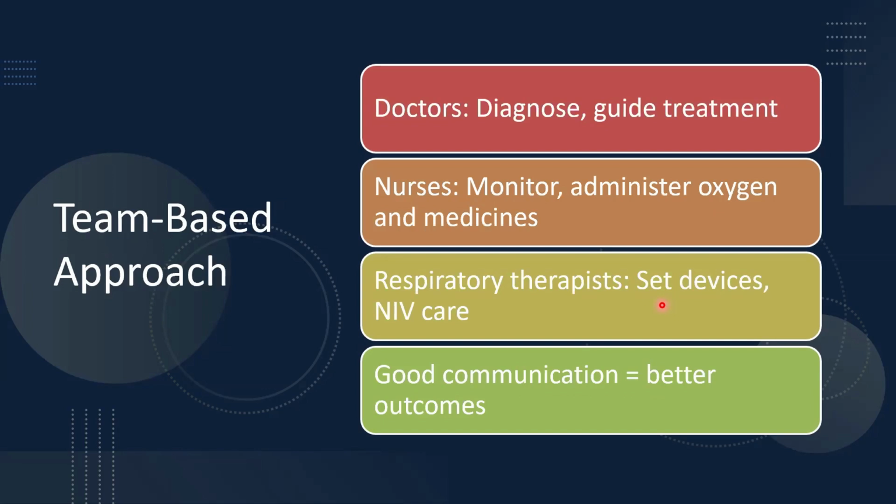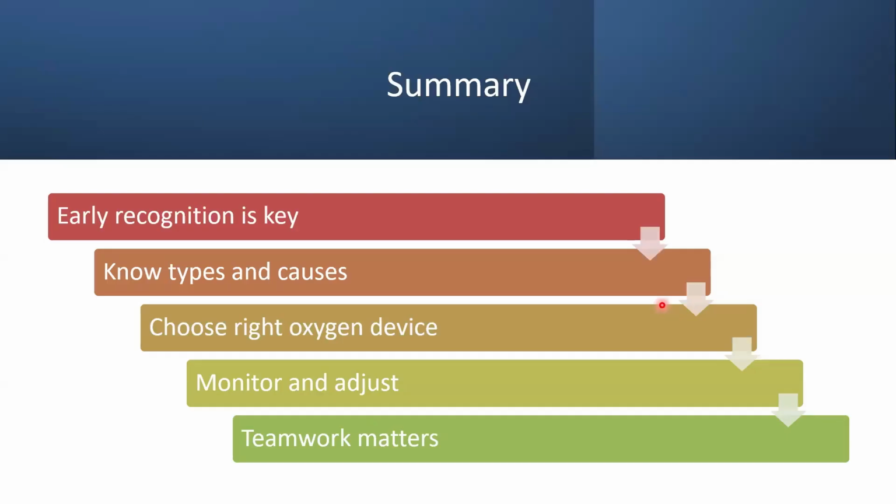It's a team approach. In the management of respiratory failure, doctors diagnose and advise treatment, nurses administer treatment and monitor the patient. Respiratory therapists help in setting up the various devices and help in monitoring as well. So better communication is very much needed for a good patient outcome. In summary, you should be able to recognize respiratory failure early on the basis of the patient's presentation, their history, and clinical examination findings. You should be aware of risk factors for type 2 respiratory failure, do an ABG, and differentiate between the two because the treatment can be different. Choose the device on the basis of the acuity of the situation, how critical the patient is, and what will be the best device for them. Continuous monitoring and teamwork is important. Thank you.